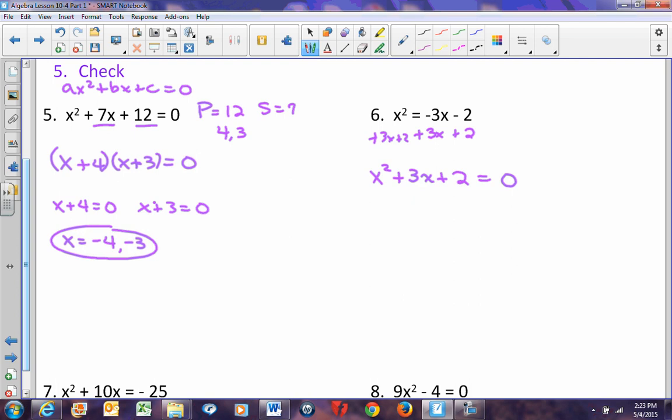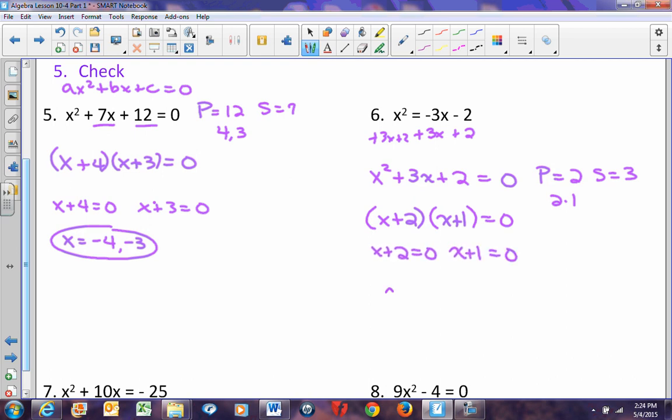So now I need a product of 2 with a sum of 3. That's going to be 2 times 1. So x plus 2, x plus 1 equals 0. So x plus 2 equals 0, x plus 1 equals 0. So x equals negative 2 and negative 1.